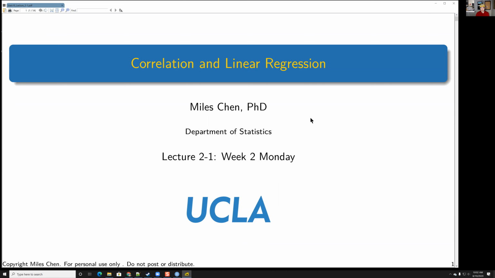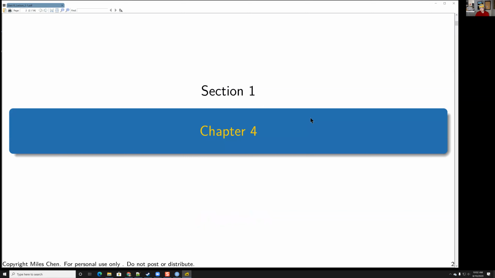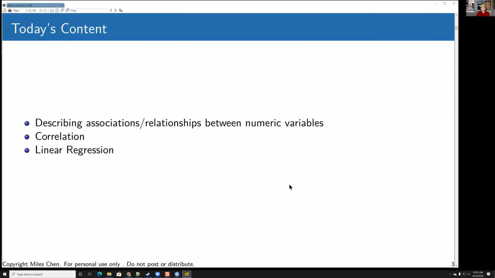Okay, so today we are going to take a look at Chapter 4. Chapter 4 is all about describing associations and relationships between numeric variables. Okay, and we're going to take a look at a couple concepts. There's correlation and there's linear regression. Those are kind of the key ideas here.